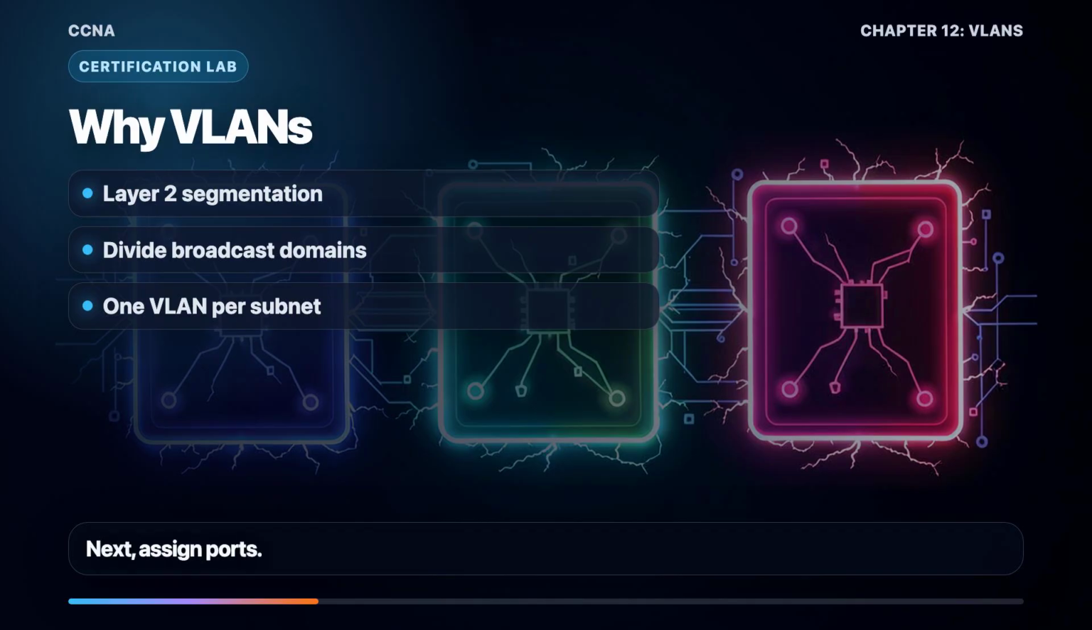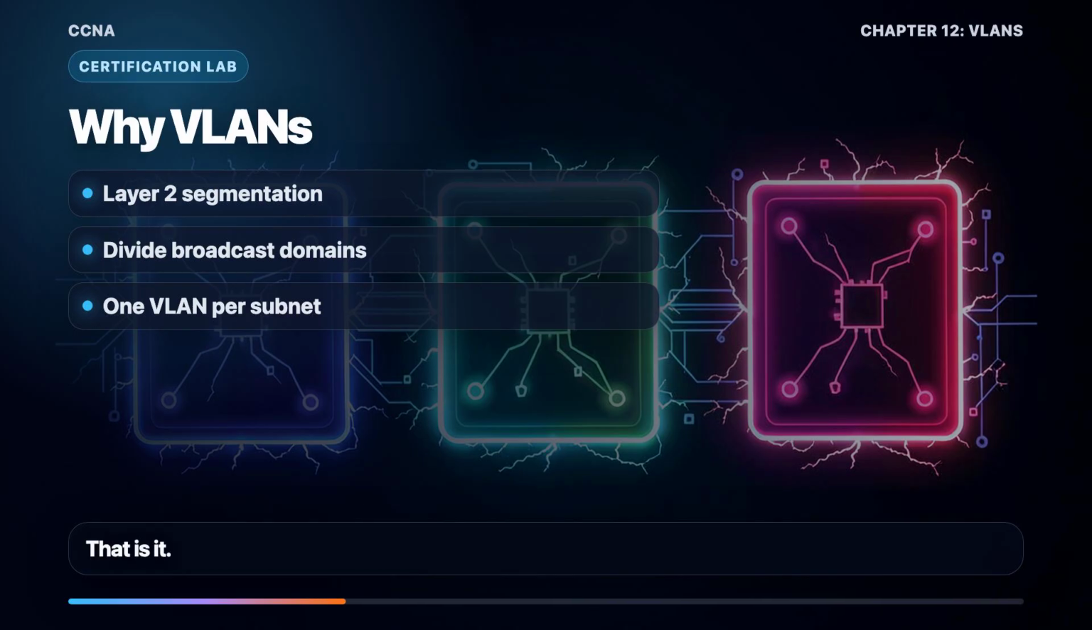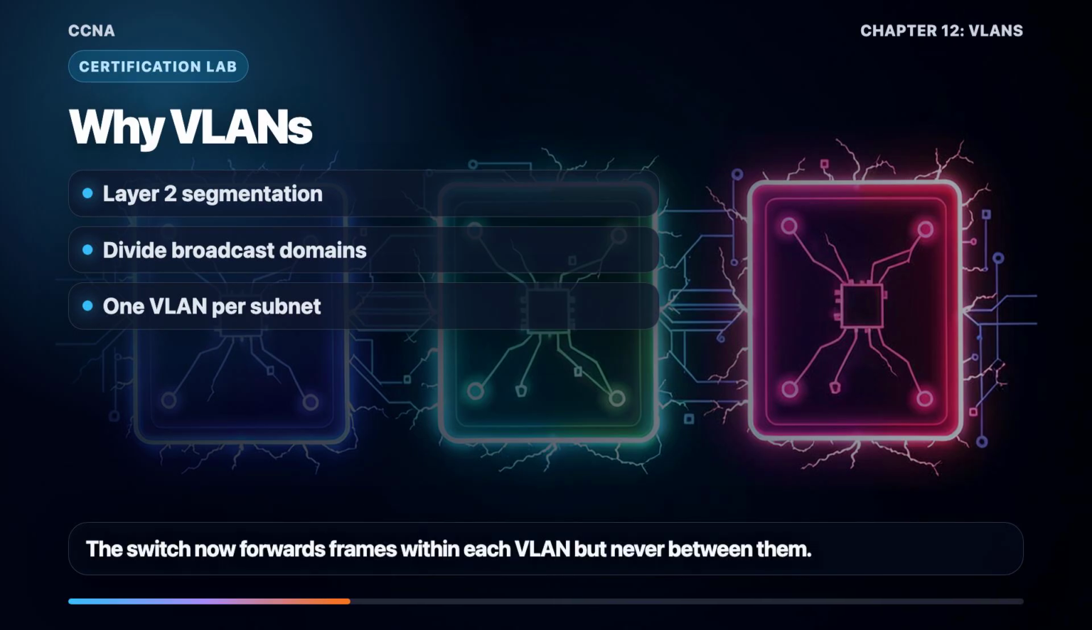Next, assign ports. Go into interface configuration mode. Set the port to access mode with switchport mode access. Then assign it to a VLAN with switchport access vlan 10. That is it. The switch now forwards frames within each VLAN, but never between them.